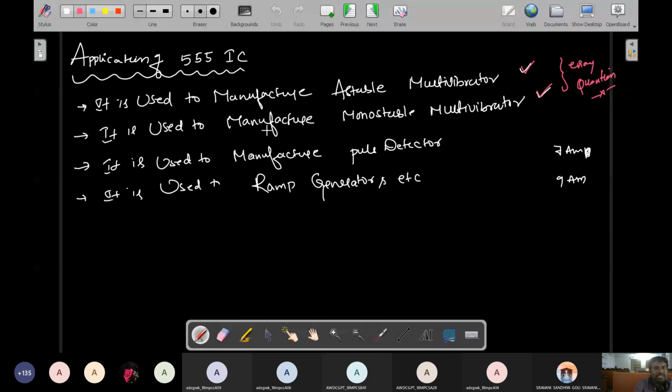So these are the key points and these are the applications. Of the 4 applications, in our syllabus we have only 2 applications, that is the astable and monostable multivibrators. So please understand properly. Now I'll move to the pin diagram.